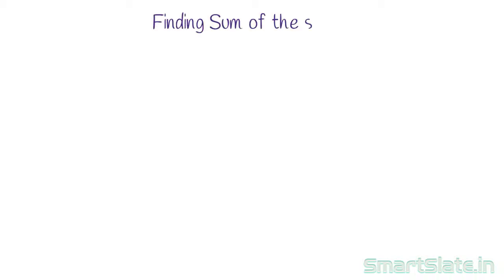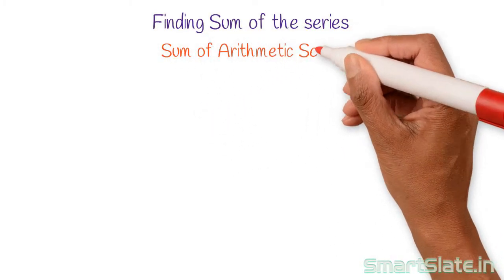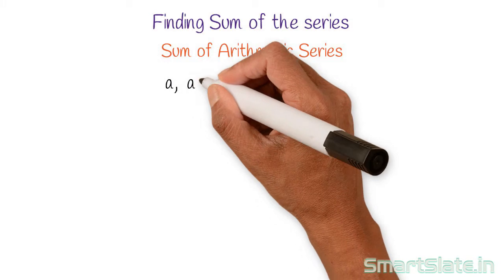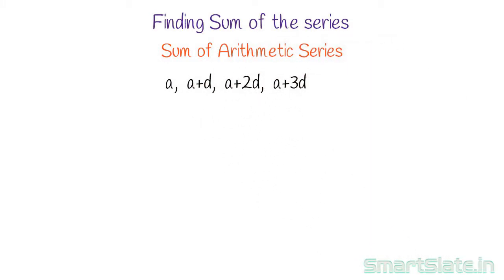Now that we found how to find the nth term of any series, let's derive the formula for finding the sum of these series. First, we will derive the sum of the arithmetic progression series. A generalized arithmetic progression would look like this: A plus D, A plus 2D, A plus 3D, where A is the first term, D is the common difference.